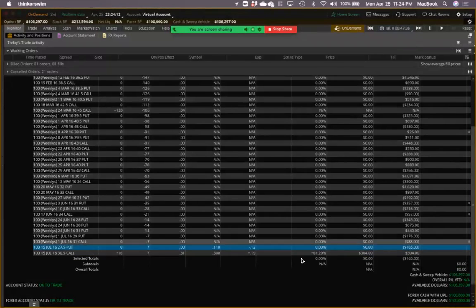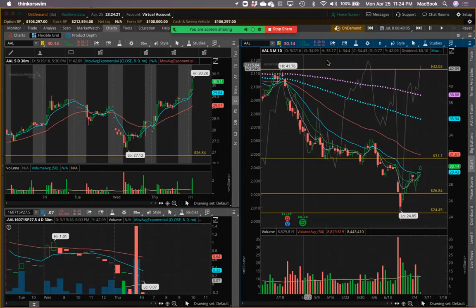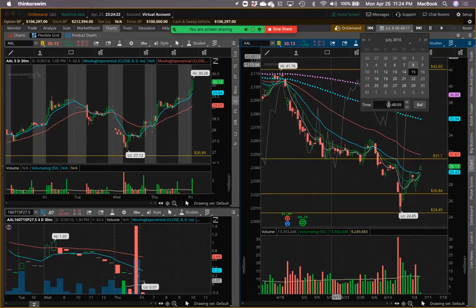Let's take a look at our profit here. So our profit is 61%. I'm really looking for 100 or more, and I think we can get that today. So we have this movement up, and let's go an hour later.